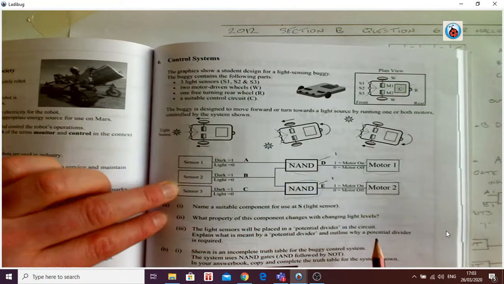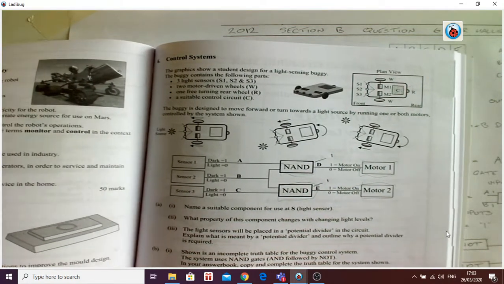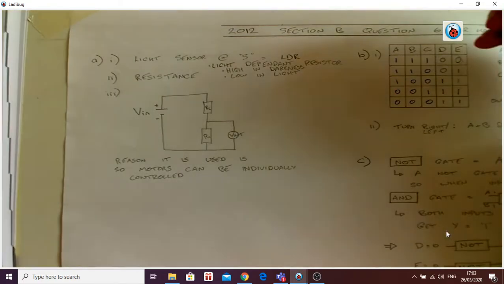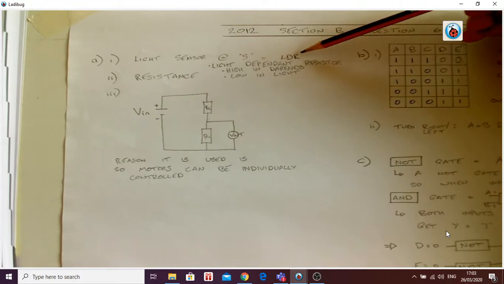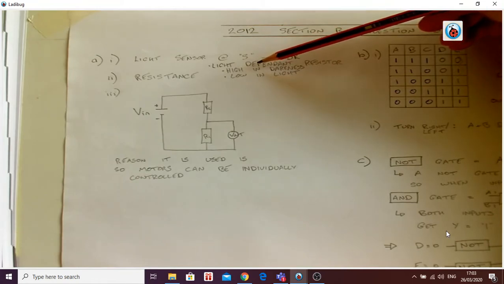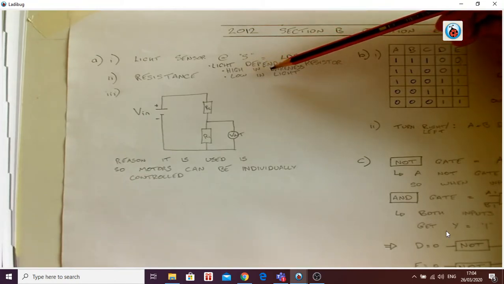Start with part A. Name a suitable component for use at S. It's a light sensor. So what light sensor are we going to use? I've it written down here. It's an LDR, a light dependent resistor. It has high resistance in darkness and low resistance in the light.